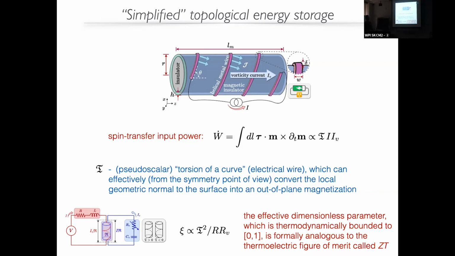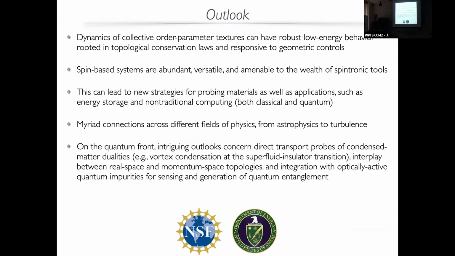I'm dropping some phenomenological prefactors here. In essence, this geometrical torsion is parameterizing the efficiency of the energy interconversion in a fashion that has a very similar structure, for those of you familiar with thermoelectricity, to the so-called dimensionless figure of merit ZT, which is proportional to the Seebeck coefficient squared, very much like the torsion squared here, except that now this is all geometrically controlled. That's it, and thank you for your attention.